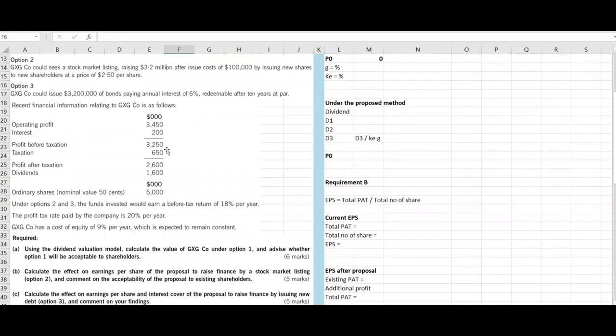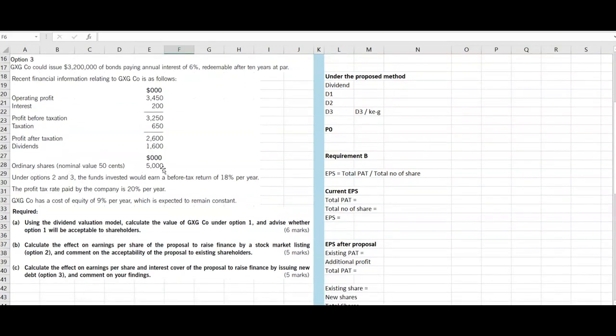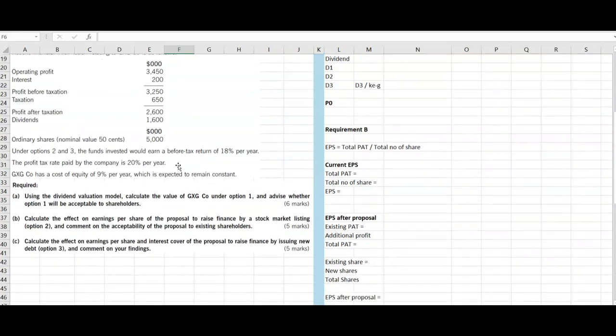We also have some information, which is common information. Recent financial information relating to GCO is as follows: operating profit, interest, PBT, taxation, profit after taxation, dividends. We have ordinary shares, and the nominal value is 50 cents. Under options 2 and 3 they have given some data, we'll leave that. The profit tax rate paid by the company is 20% per year, and GCO has a cost of equity, that is KE, which is 9% and which is expected to be constant. So these are the information.